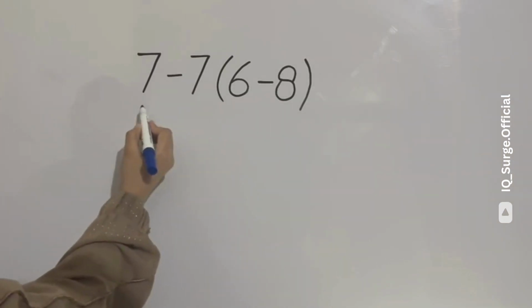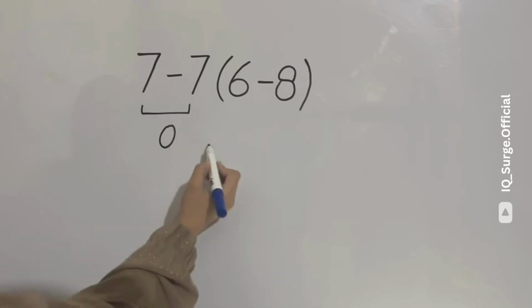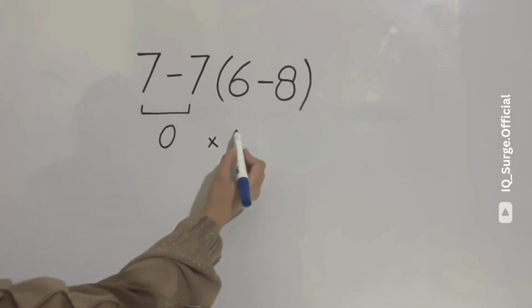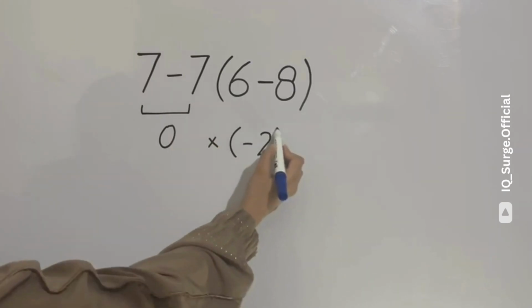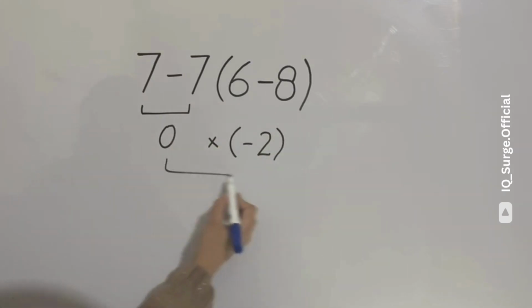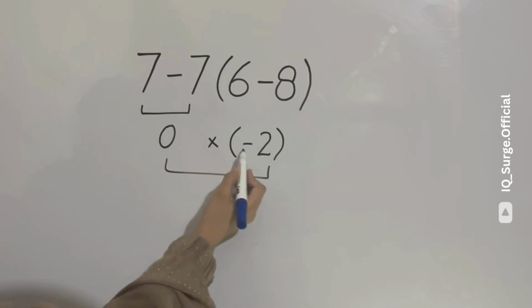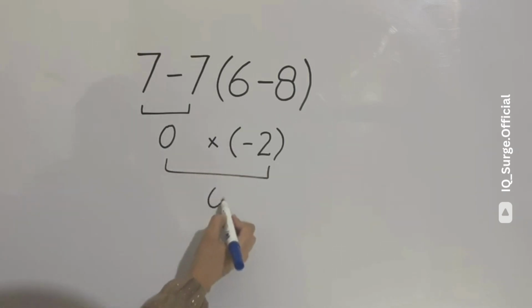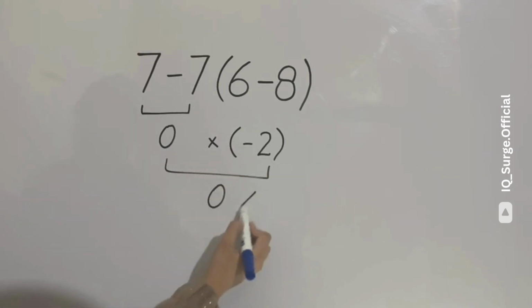7 minus 7 equals 0. And 0 times 6 minus 8 gives us minus 2. Then 0 multiplied by minus 2 looks like it should be 0 again, right? But wait, that's actually not the correct answer.